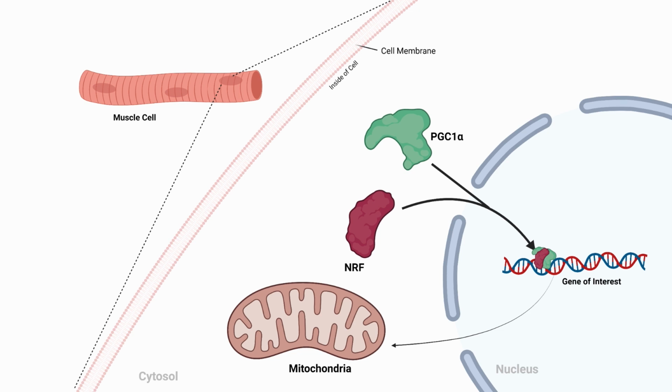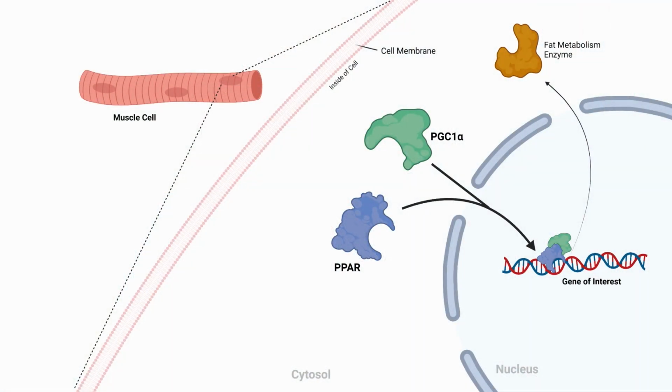Now, however, PGC1 alpha doesn't just have an effect on mitochondrial production. It also has an effect on fat metabolism. And it does so through a very similar mechanism, but not exactly the same. So again, PGC1 alpha is in the cytosol of the cell, and then it interacts with another protein called PPAR. PPAR and PGC1 alpha then translocate to the nucleus, and they bind a different set of genes. And these genes have the information for the production of fat metabolism enzymes, meaning enzymes that can break down fat to generate energy out of those fat molecules, and can also end up releasing fat.